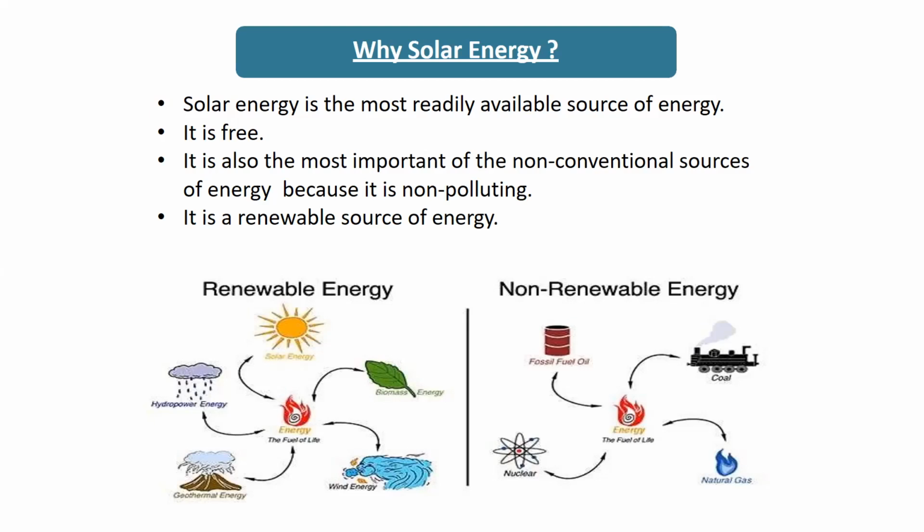So here we can check it out why only solar energy we are going to focus more. Here one thing is, first one is the solar energy is the most readily available source of energy. It is free. We know that. And next one, it is also the most important of the non-conventional sources of energy because it is non-polluting. When compared to the other renewable energy sources, the solar energy is the least polluting source. So that is the thing he is mentioning here, and we know that it is a renewable energy source.